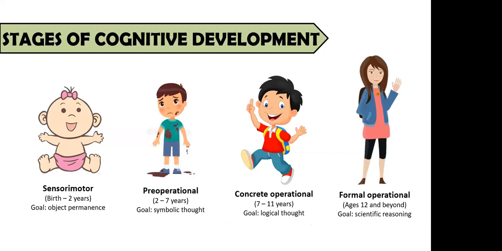The first stage of cognitive development is the sensory motor stage, which starts from birth until 2 years and characterized by object permanence, followed by pre-operational stage that starts from 2 to 7 years old, characterized by symbolic thought. The third stage is concrete operational stage between the age of 7 until 11 years old with the goal of logical thought, and lastly, formal operational stage when children age 12 years and beyond, characterized by scientific reasoning.